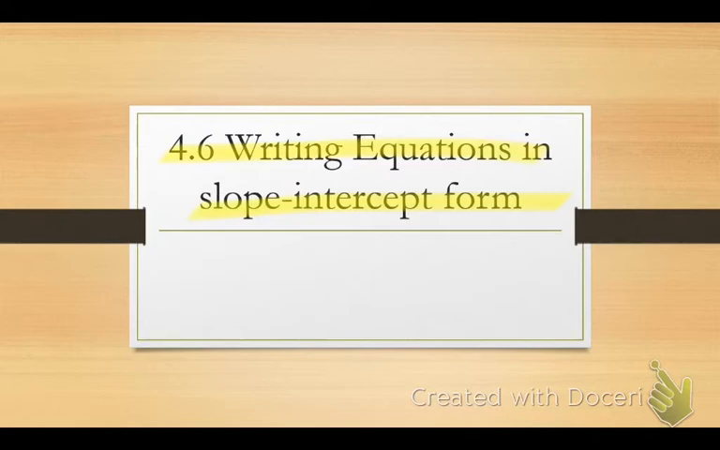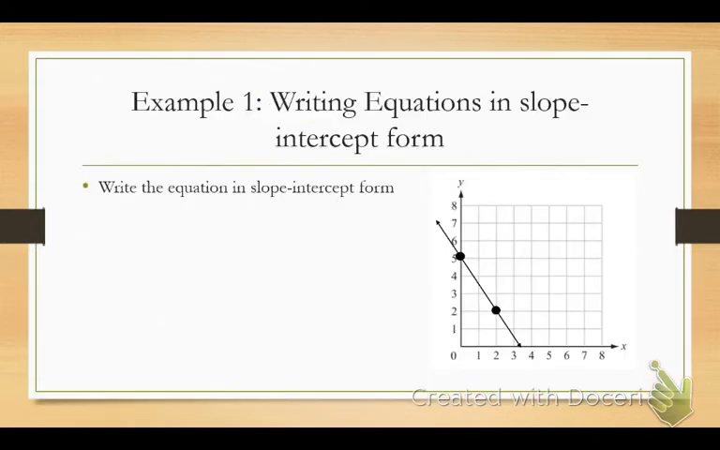All right, so in example 1, we're writing the equation in slope-intercept form, but all I have is the graph to look at. So I need to figure out, how can I use this information to actually write my equation? Well, the first thing you need to remember is, what is slope-intercept form in the first place? Can you guys help me review that? Y equals mx plus b.